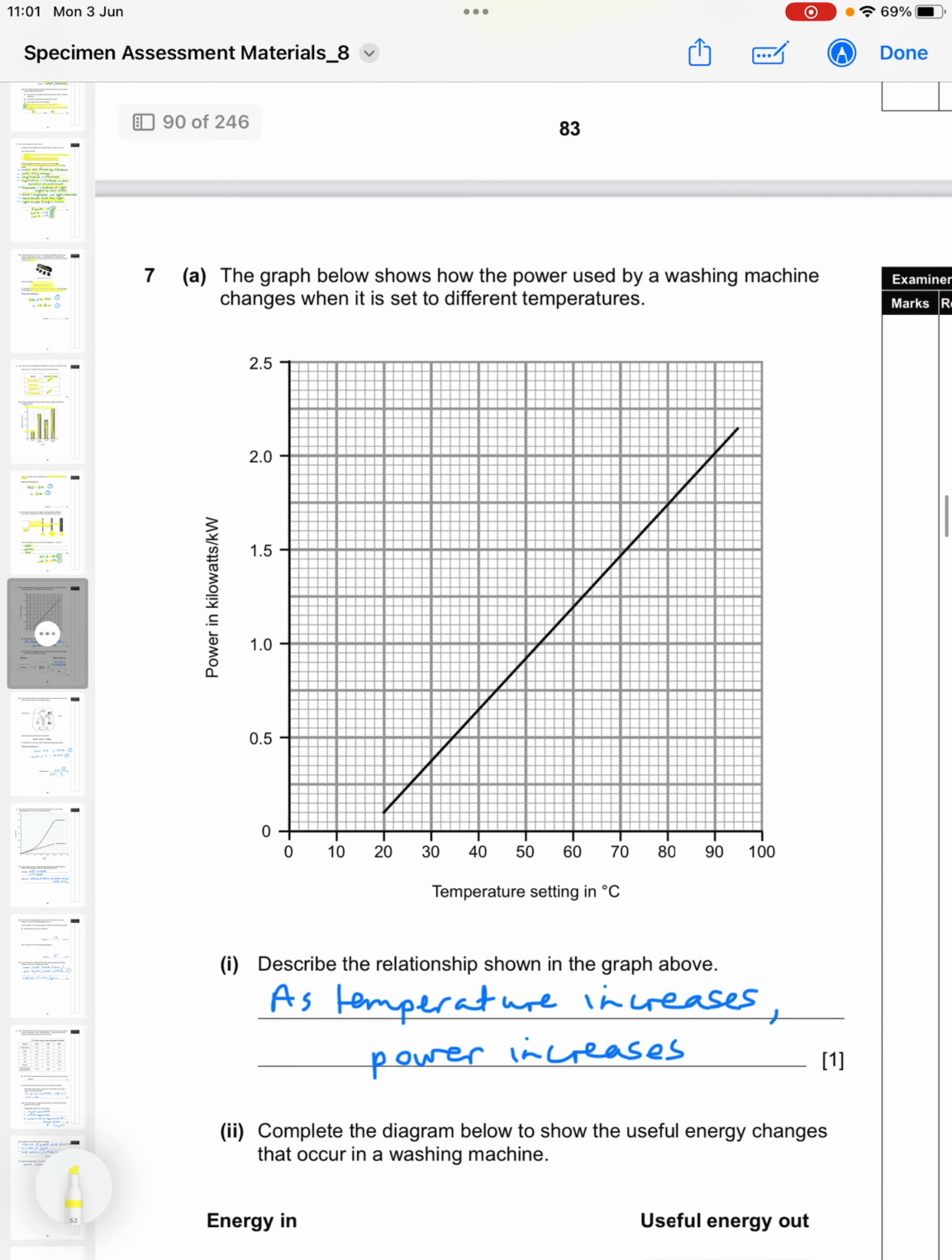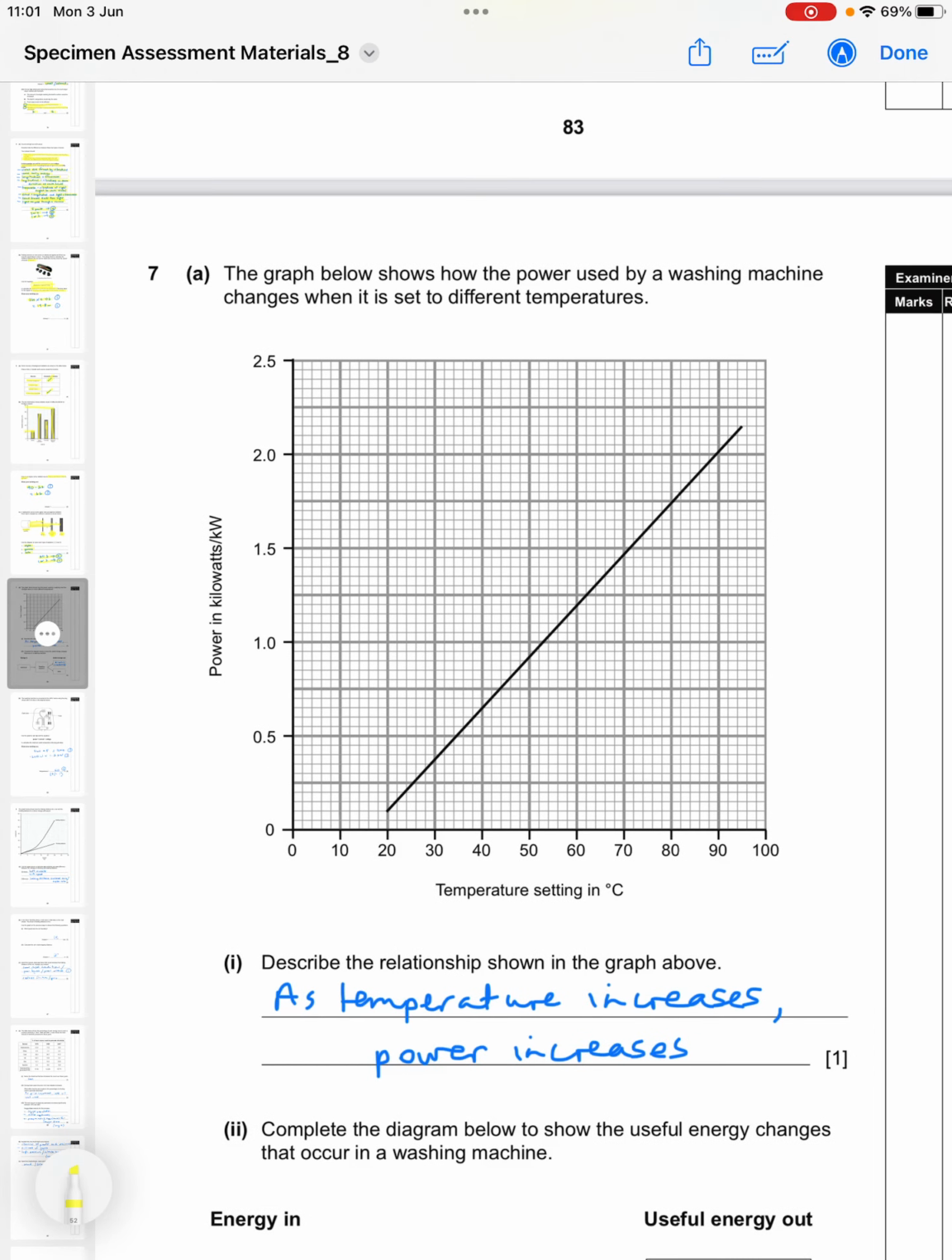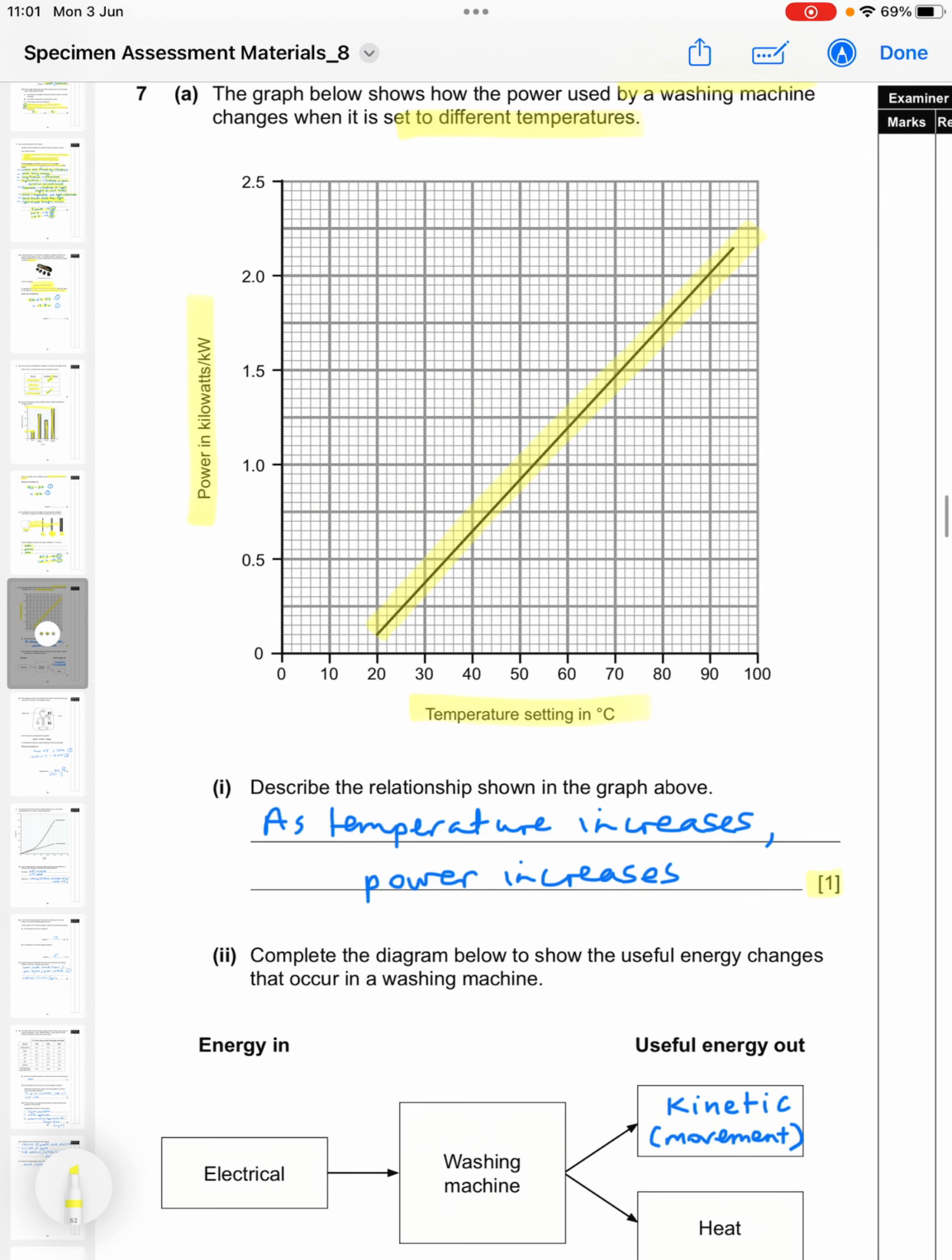Now we've got a line graph which shows how the power used by a washing machine changes when it's set to different temperatures. We've got the power in kilowatts here, the temperature setting in degrees C, and you can see that it's going up there. So describe the relationship shown in the graph above. There's only 1 mark here, so we're just looking for a simple description of what's going on.